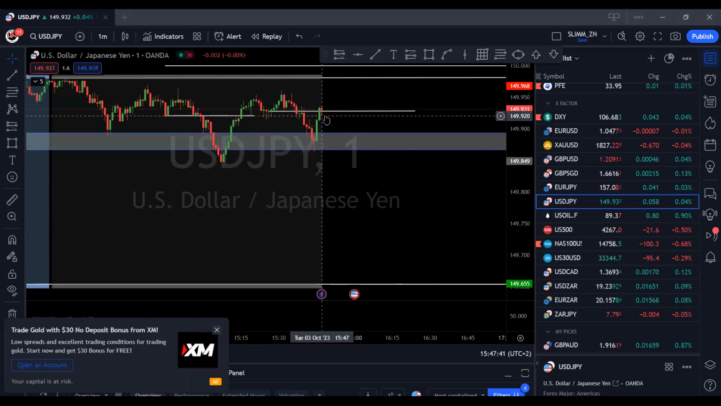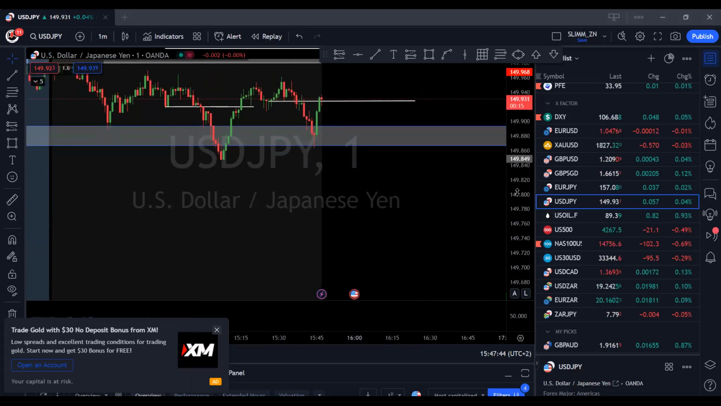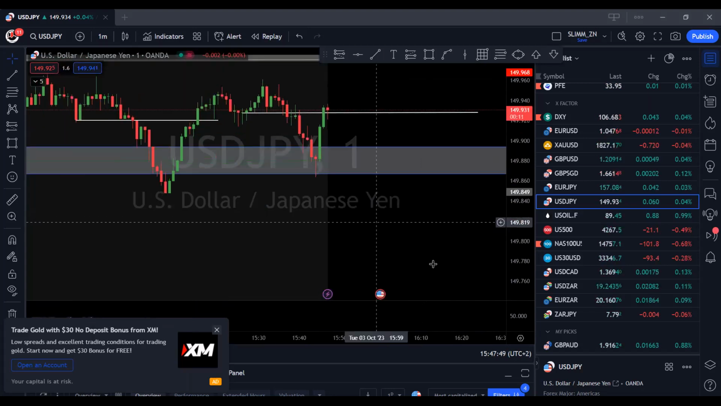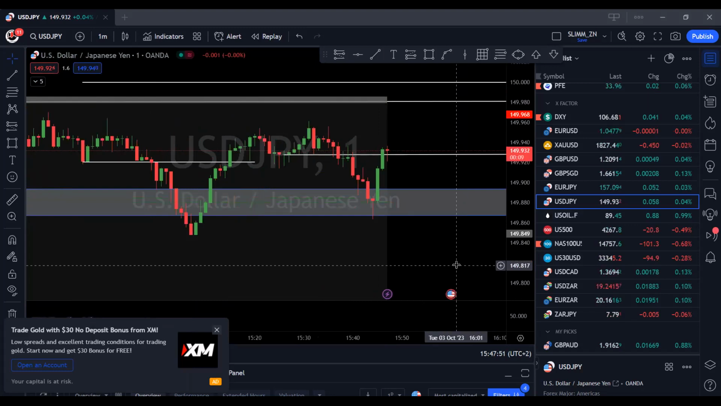So let's see how that goes. Okay, getting a red. Okay, so if we are in the zone, I'm waiting to get a red candle to confirm any sells. So let's wait and see what happens.